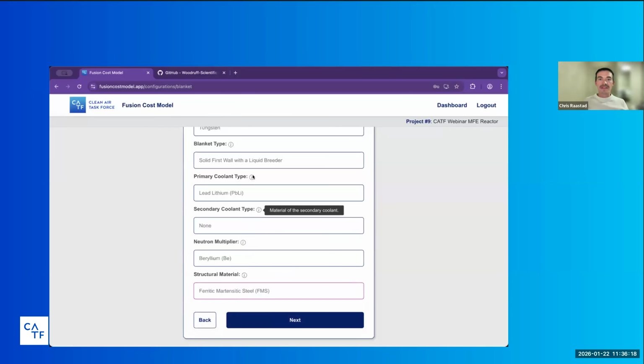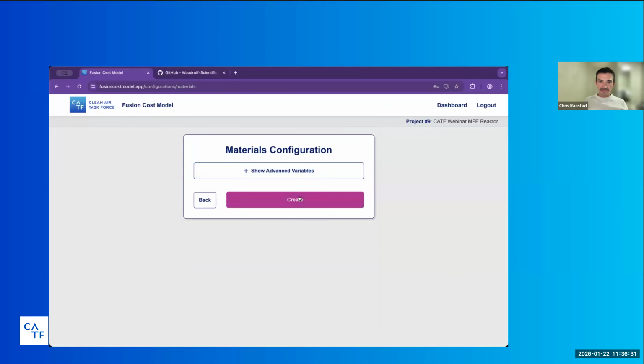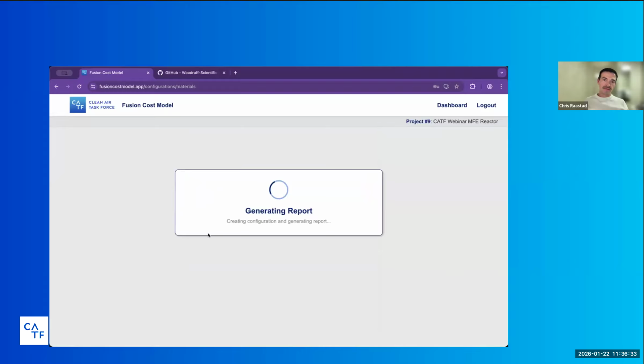Of course, we've got the tooltips if you're confused about what these are. And finally, these are some of the material configurations, cost of various materials. Can hide those for now. Now, we will be generating the report here. So it's doing calculations and running the LaTeX commands for generating the report.